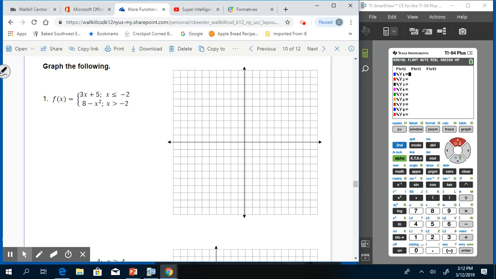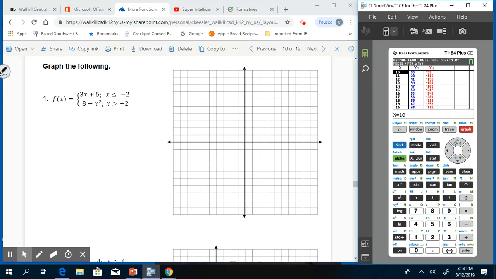So taking a look at the first part, we go into our calculator and we enter in those two functions. And pull up a table. And we can see our values that we need here. So remember, for 3x plus 5, we want everything less than or equal to -2. So I'm going to go a couple points below -2.